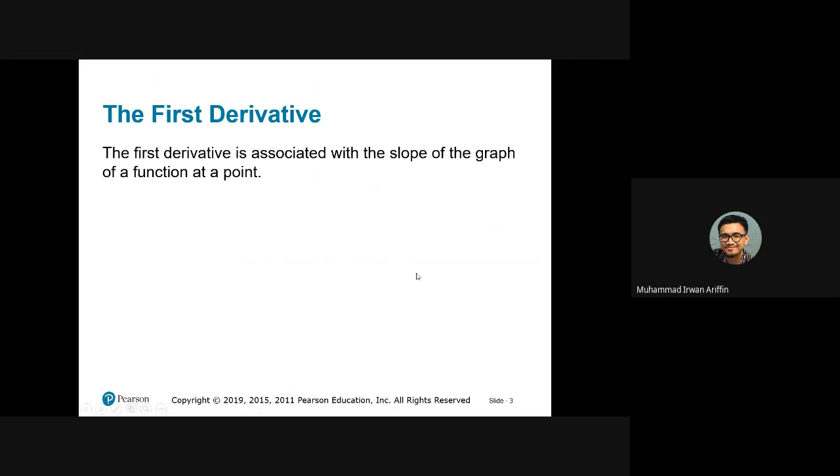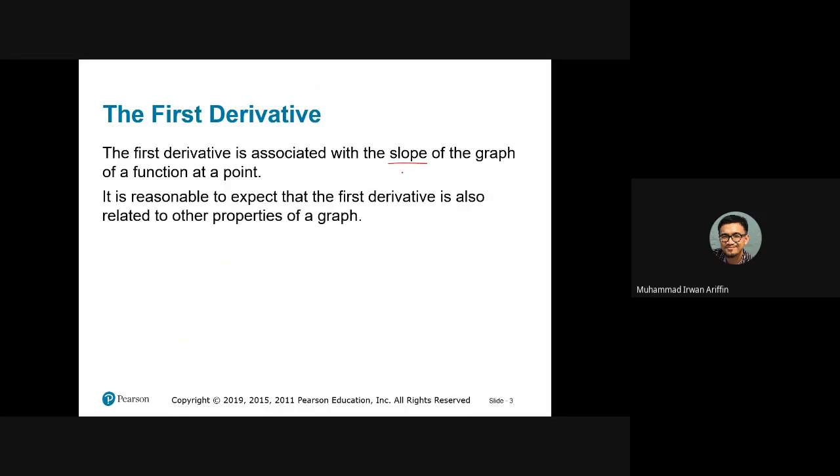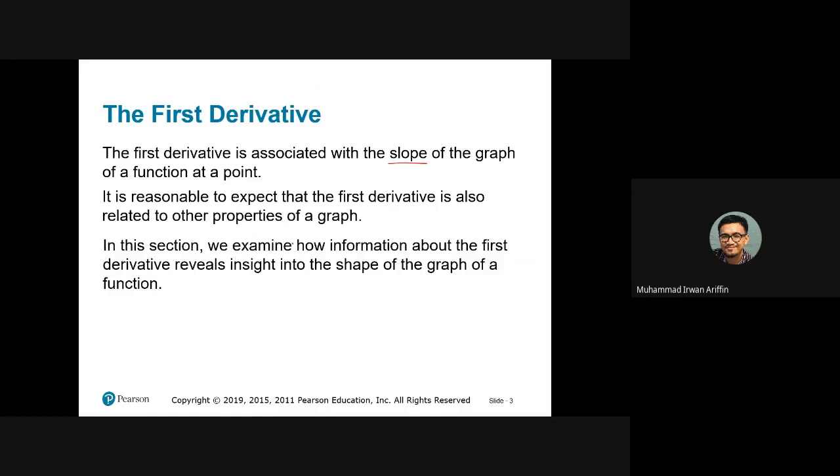So first derivative, like what we have been dealing with so far, we know that first derivative is associated with the slope of the graph of a function at a point. So this is the interpretation of the first derivative. Now, besides the slope, first derivative also contains several other pieces of information that are related to the properties of a graph. So in this section, we're going to investigate how the information related to the first derivative would reveal other insights into the shape of the graph of a function.